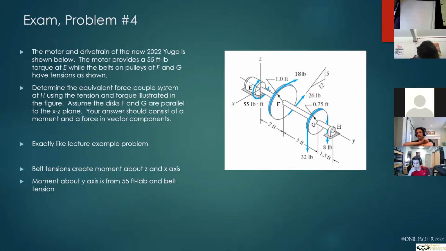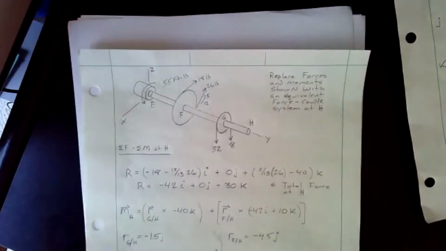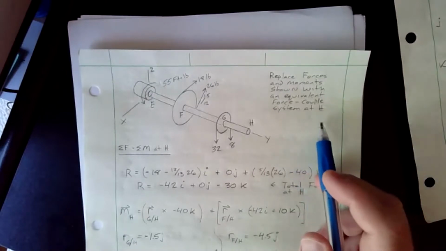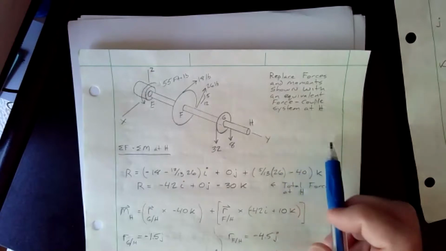For example, for disk G, the fact that you have two forces in the negative Z direction means they're going to create a moment about the x-axis, right? Because they're wanting to pull and rotate about the x. And the negative x tension on F is going to want to create a moment about the Z-axis. So what you want to see in this final answer is an R and F, right? It's an equivalent force couple system at H. So your final answer should be a force and a moment.